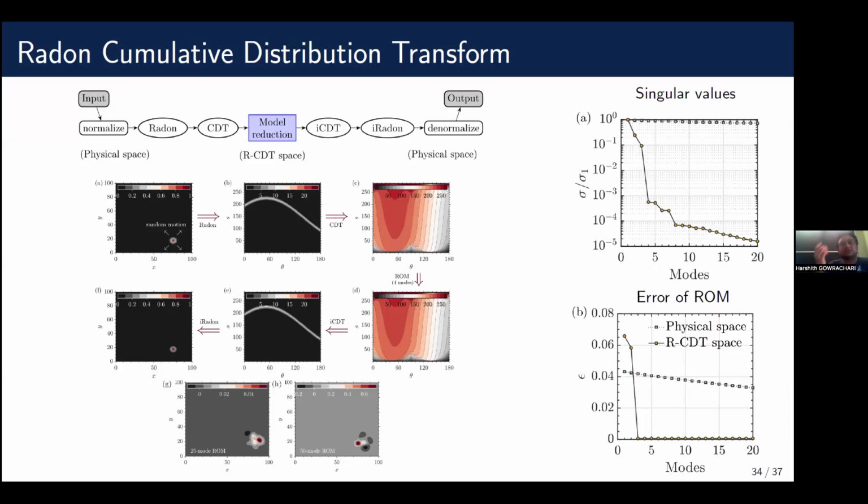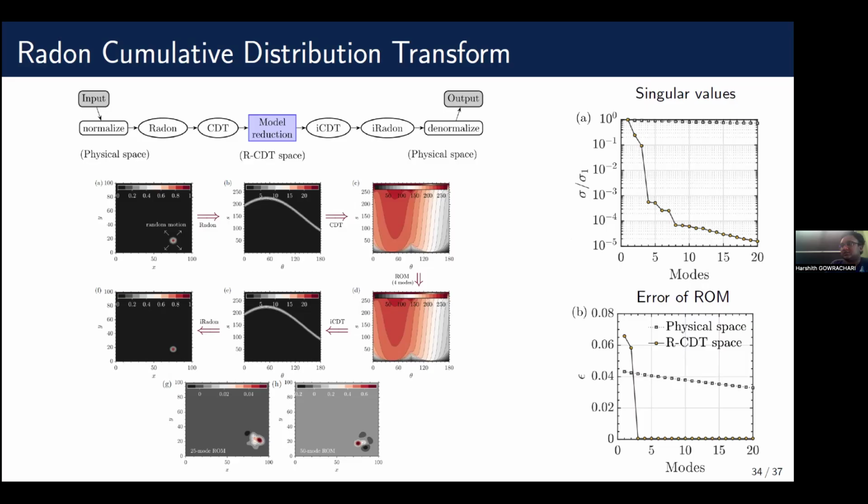So this is the overall workflow of developing a reduced order model using the Radon Cumulative Distribution Transform. You have your input snapshot, which you normalize, and then you perform Radon, and then you do CDT, and then you do reduction, with which you have a sharp decay, as you can notice here.